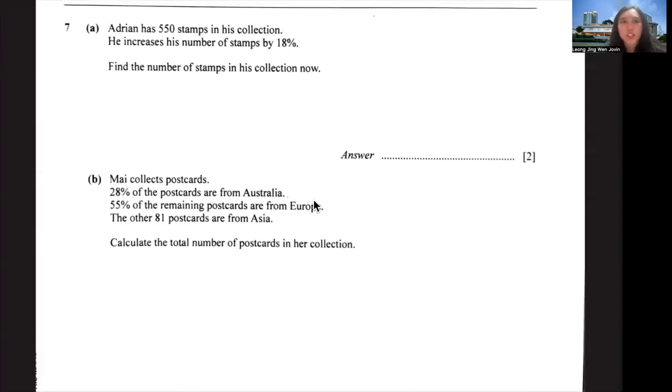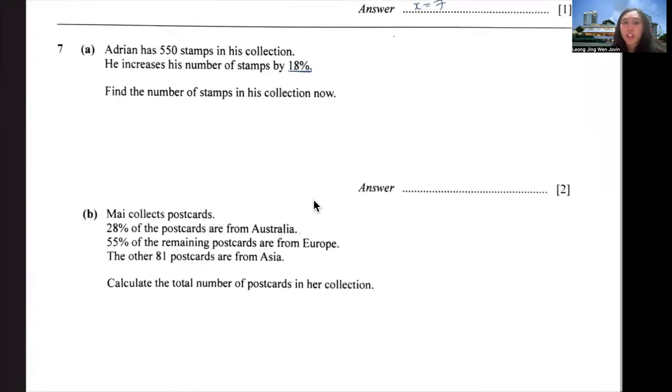Okay, let's look at question 7. 7A tells us that Adrian has 550 stamps in his collection. He increases his number of stamps by 18%. Find the number of stamps in his collection now.